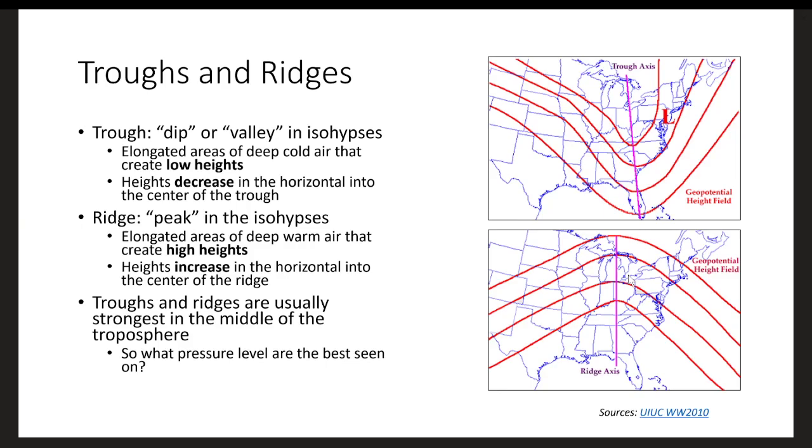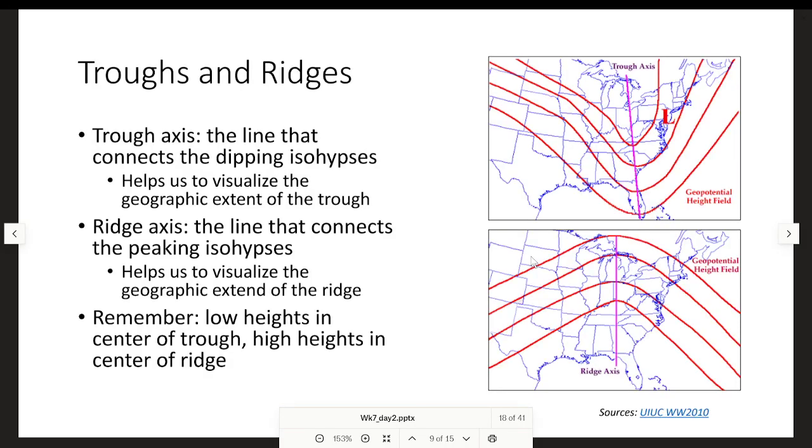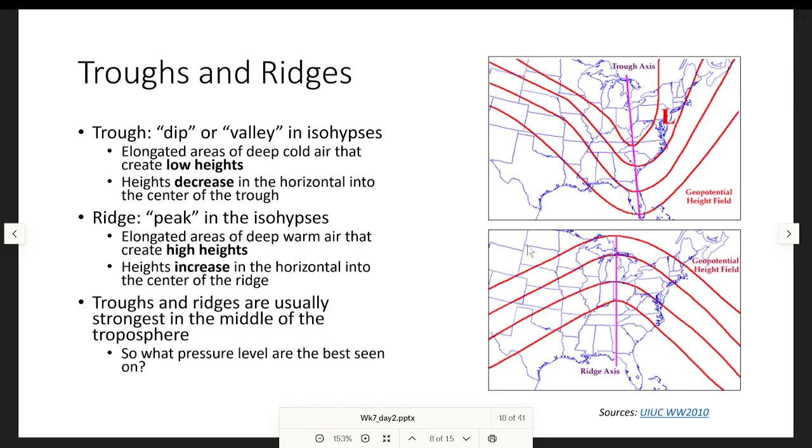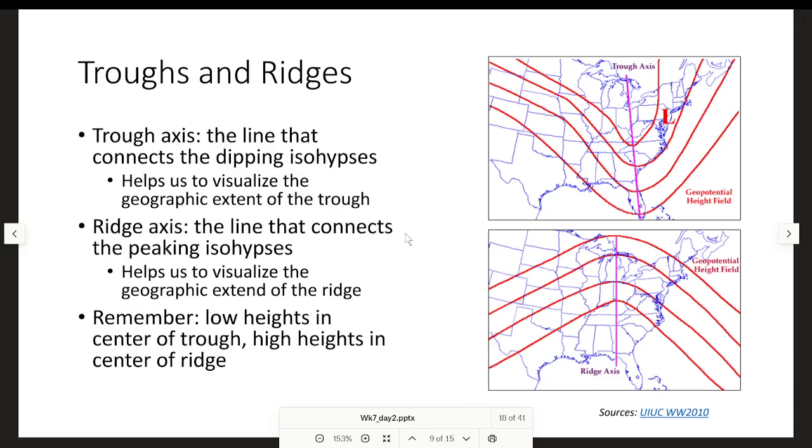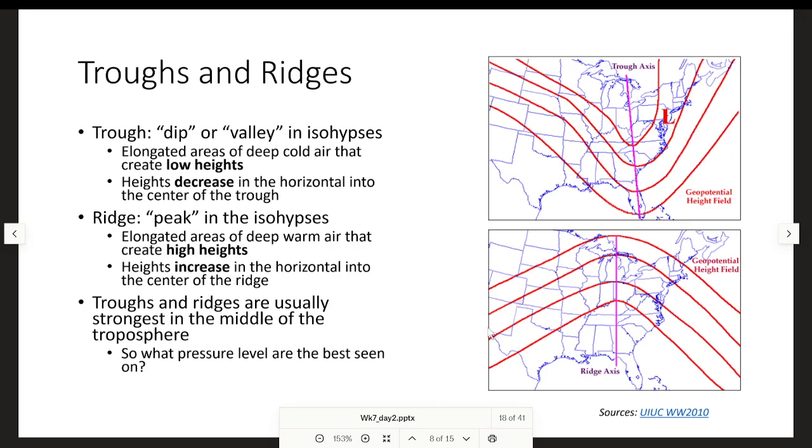Questionable, but okay. What pressure level are they best seen on? I guess sometimes. I'm going to give that a fat sometimes. So the trough axis, I usually look for troughs and ridges at 300 millibars, because that's where the wind speeds are the fastest. So you can really see that jet core up in the upper atmosphere.